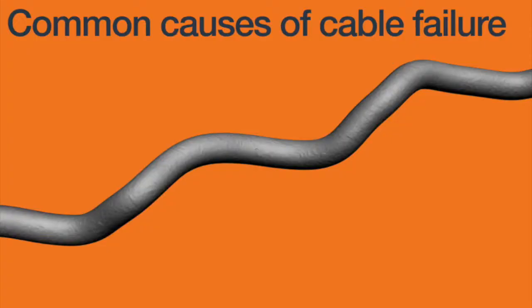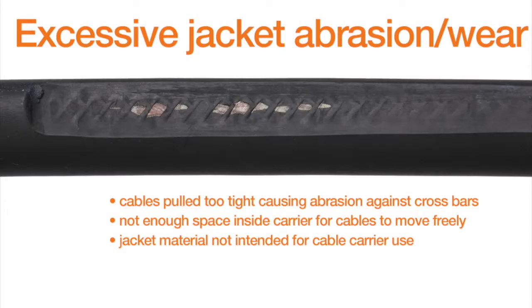Now that we've talked about the different types of cable as well as the different types of cable carrier applications, let's jump into our learning objectives. And the first one was the common causes of cable failure. So the first common cause of cable failure is excessive jacket abrasion or wear. And this happens when cables are pulled too tightly, which causes the abrasion against the crossbars of a cable carrier. This also happens when there's not enough space inside a carrier for cables to move freely.